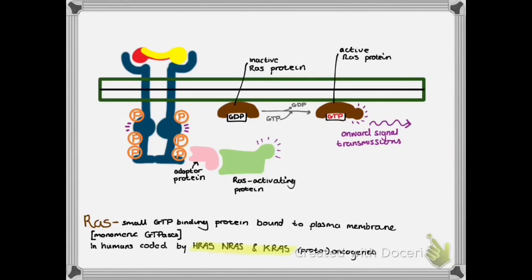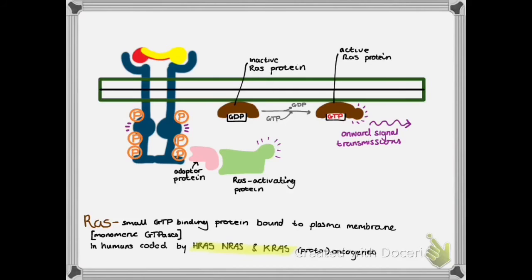To give a brief summary of this diagram, you can pause it to have a look at it in more detail, but I'm not going to talk in that much detail about it. Activated RTK can then, after activating certain adapter proteins, which then causes more events to occur, activate the RAS protein. But I'll give you a bit more information about RAS.